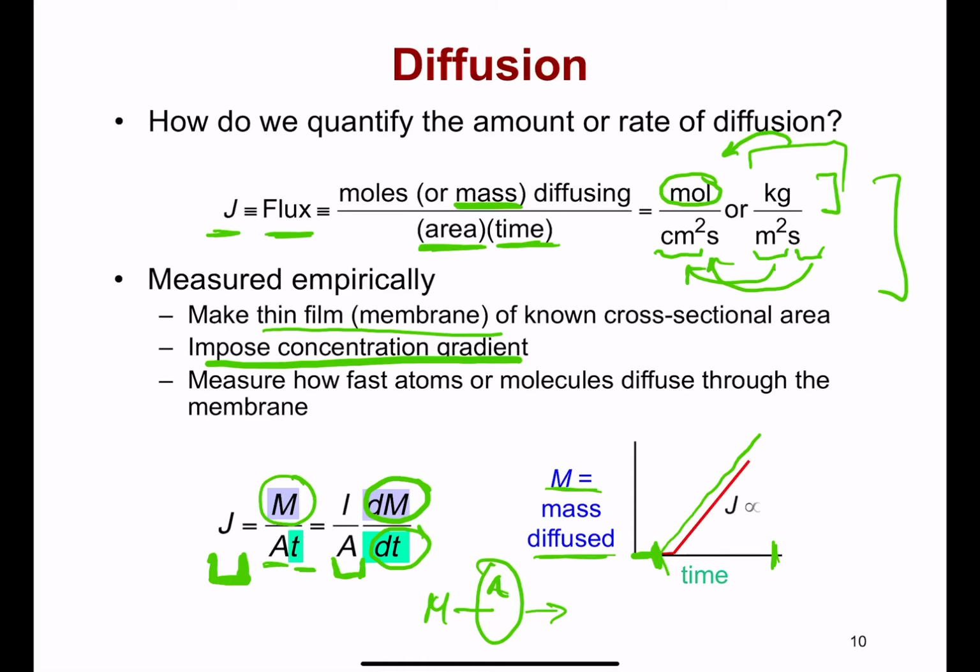Okay, so I think that's what we have animated here. You can see that the slope of this graph is what's dictating how much we get across. For higher slopes, more mass is diffusing across. For lower slopes, less mass is diffusing across. So J is a characteristic for how much diffuses across this material of known area.